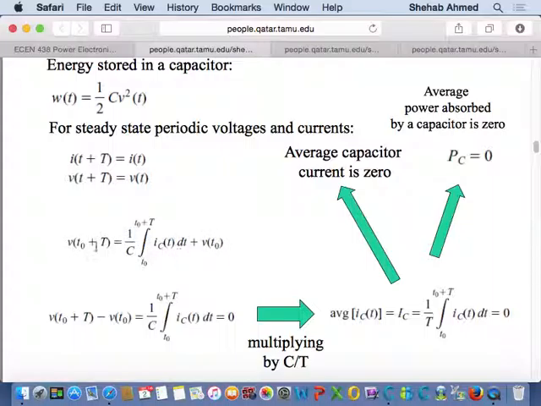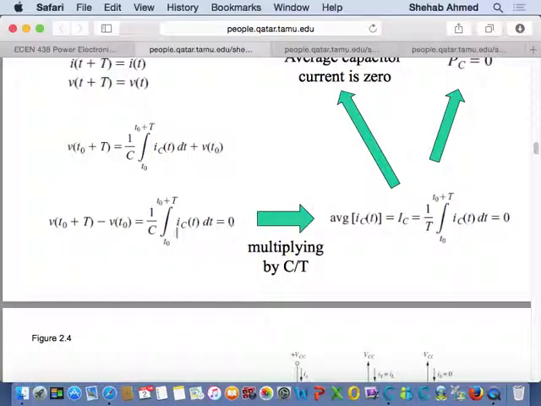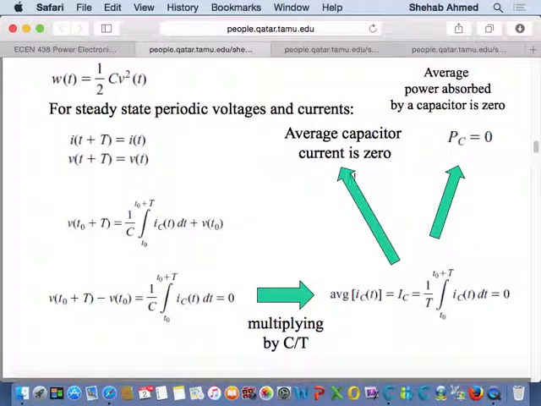These two we know are the same because for periodic waveforms, Vc of t0 plus T is equal to V of t0. So you do the same thing, subtract them, equal to 0. Because they're equal to 0, you can multiply by C over T on both sides, and then the average value of current is equal to 1 over T integration of the capacitor current over the period, which is equal to 0. That confirms that the average capacitor current is 0. So if you put a capacitor in a DC circuit, you just put it as an open circuit.